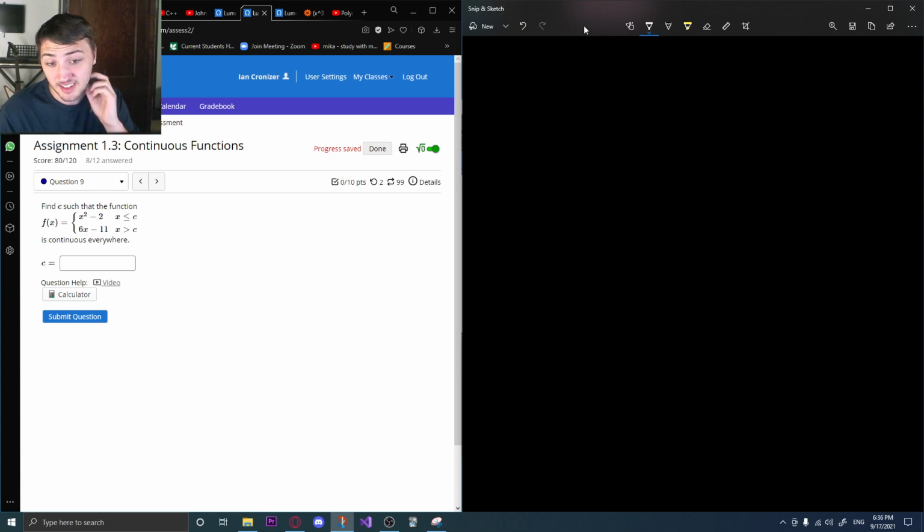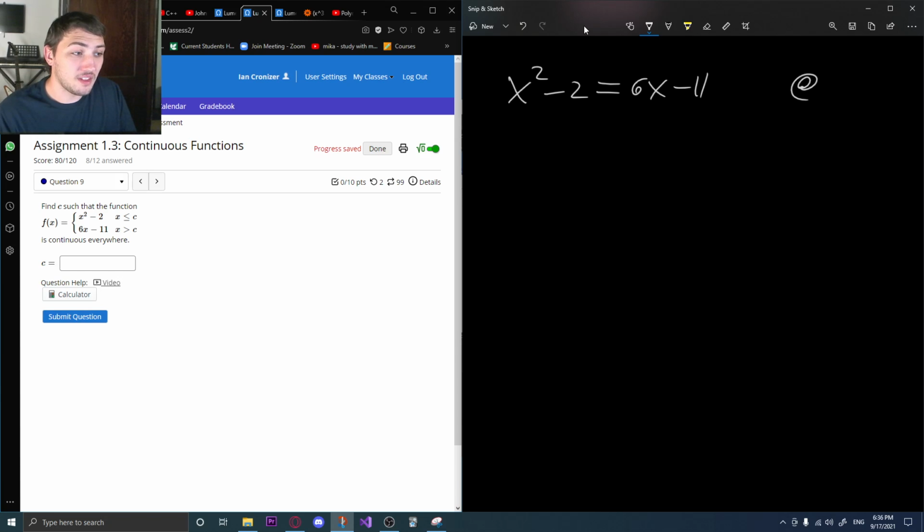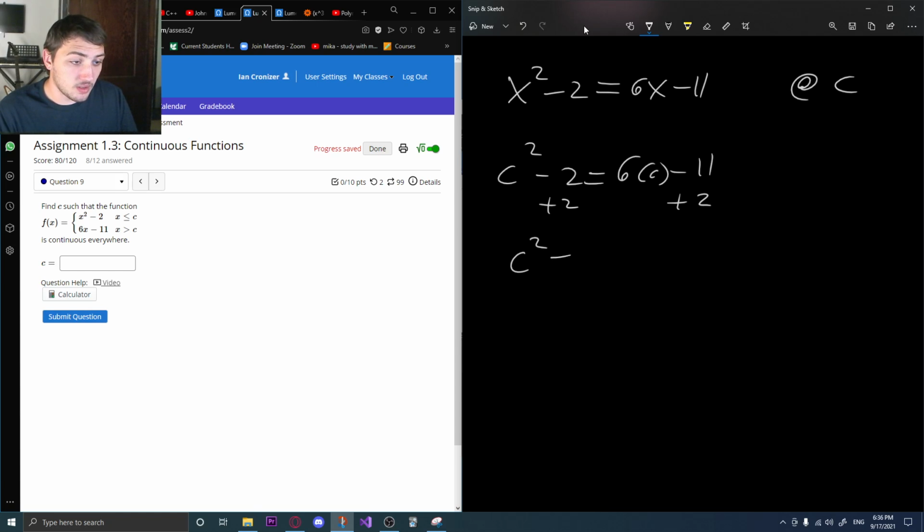I'm assuming this is the same thing. It's continuous because blah blah blah. The only thing is now it's a variable. What? How the heck? C squared minus 2 equals 6 times C minus 11. Well, I'm going to add 2 to this. So it's C squared equals 6 times C minus 9.